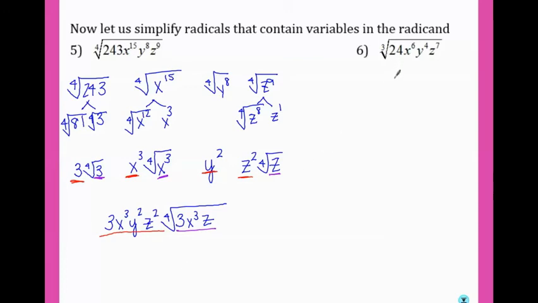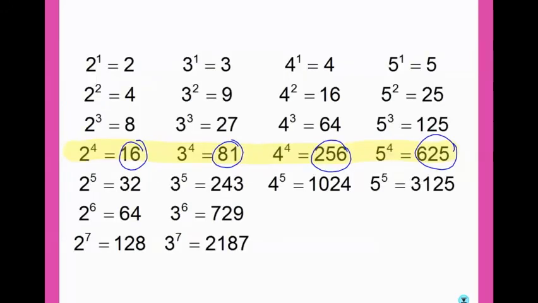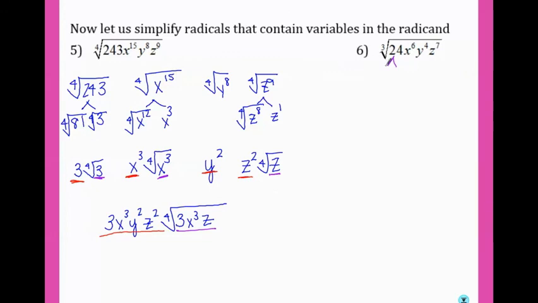As you get better with this, you might be able to do it without splitting them up. So what to the third power goes into 24? Here's our third powers. 24 is divisible by which one? It's divisible by 8. We're going to break this up into 8 and 3. The cube root of 8 is 2, and we'll be left with the cube root of 3.